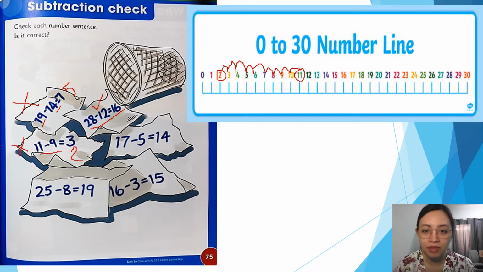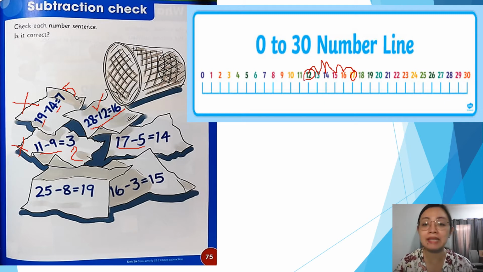Okay, how about this one? 17 minus 5 is equal to 14. Let's see if the answer is correct. So 17, we're going to jump 5 steps backward, going to the smaller number. So 1, 2, 3, 4, 5. Where did I stop, kids? What number is this? Okay, it's number 12. So again, this number sentence is not correct because 17 minus 5 is equal to 12 and not 14. Okay, so we're almost finished with this page.